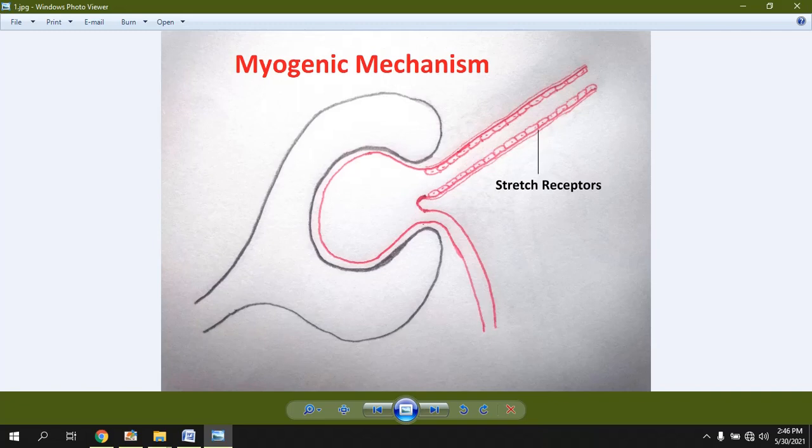First of all, the myogenic mechanism. Myogenic means which arises from muscles, which is generated from the muscles. So the mechanism which is initiated or orchestrated by the muscles is called the myogenic mechanism. The myogenic mechanism is for the regulation of GFR and regulation of blood pressure.